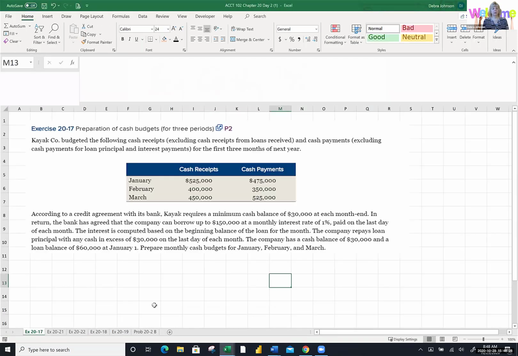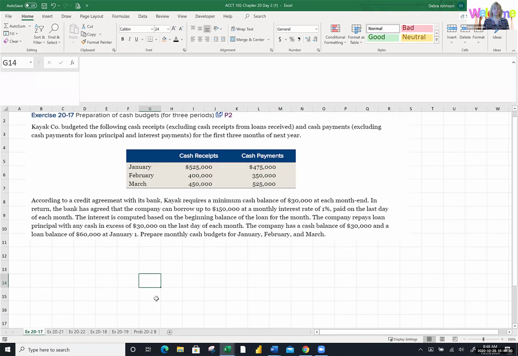Okay, so let's jump in and do our first attack on a cash budget. What I'm looking at are the Excel files that hopefully you've downloaded by now, and this is for day 2. We're going to do our first cash budget. This one's fairly straightforward because they've given us the cash receipts and cash payments. We'll learn later today how to do the schedules that support these cash receipts and cash payments. If there are no questions, we'll go ahead and start it.